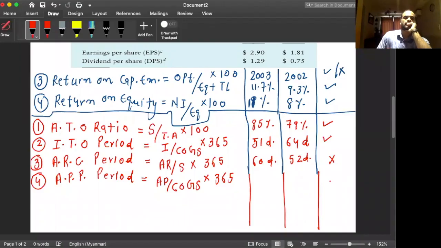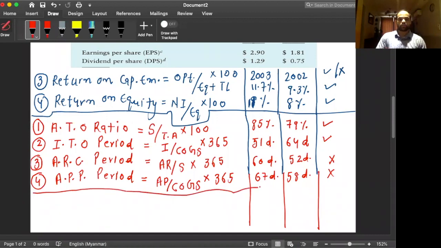For 2003, it's 67 days, and 2002, it's 58 days, right? Which is also bad because this ratio has increased. So this is all about efficiency ratios.